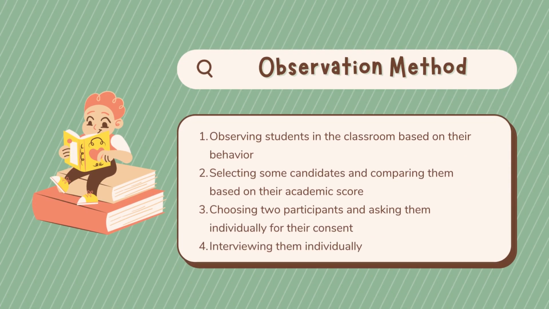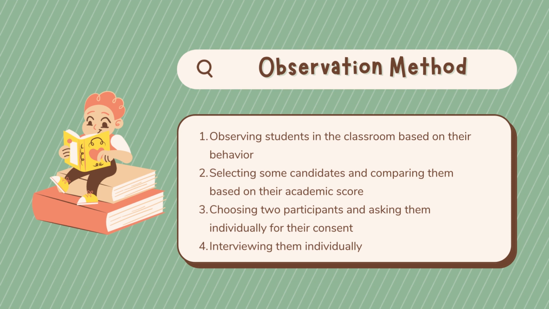Observation method. There are some steps that the researchers have to follow. The first one is observing the situation in the classroom and selecting some candidates. After that, the teacher has to compare the candidates with their academic score because the teacher intends to choose two completely different individuals in their habits, behavior, academic score, including gender.